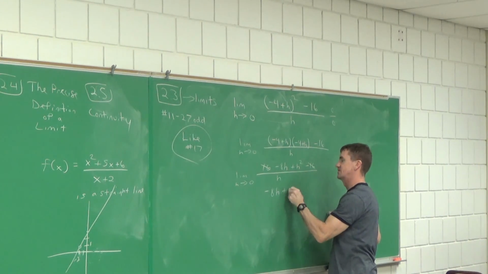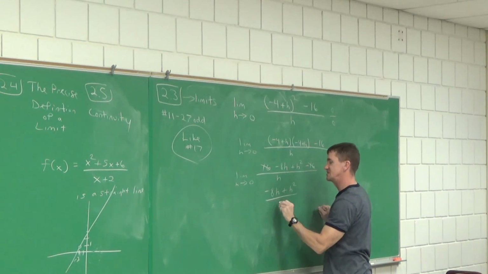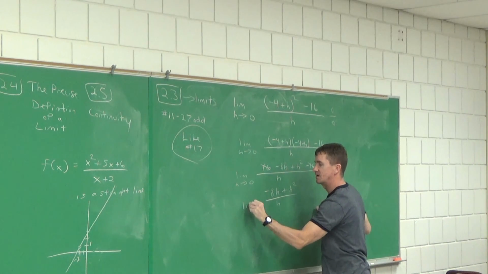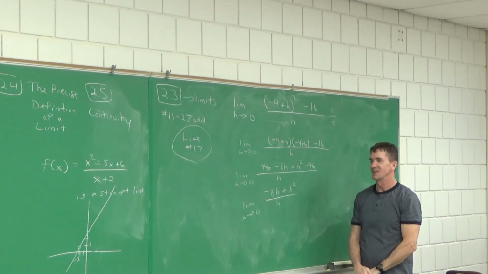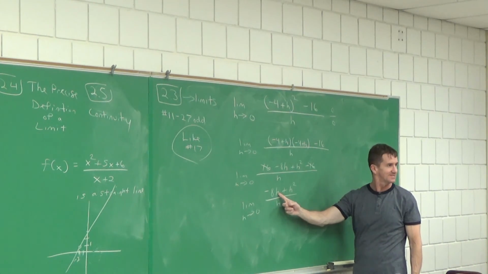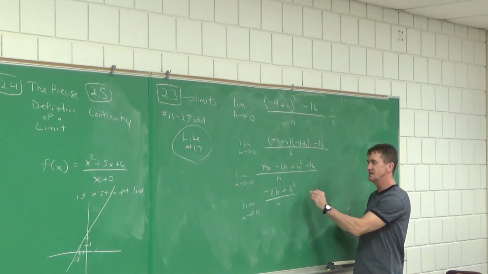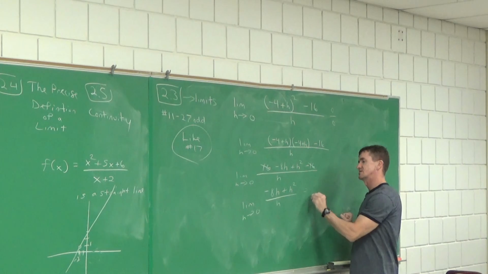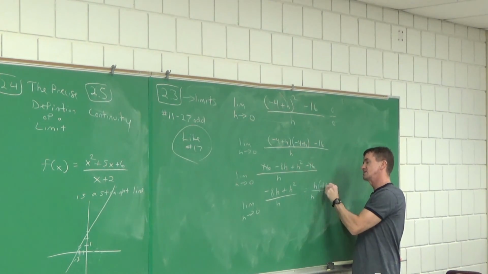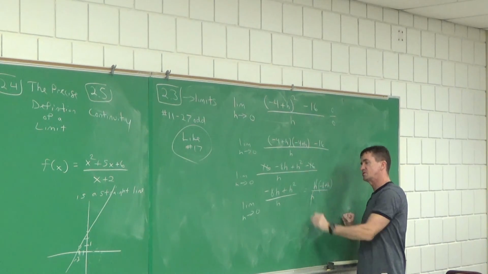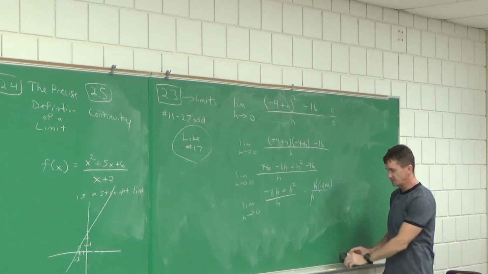Now I'm still getting 0 over 0, indeterminate form, but I think you know what to do. Factor out the h. See, we're getting 0 over 0 now, but they're like, factor out an h. Get this h, get this h, you get negative 8 plus h. Substitute what number?